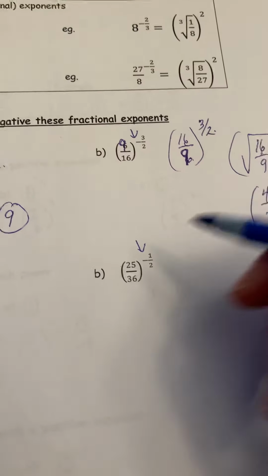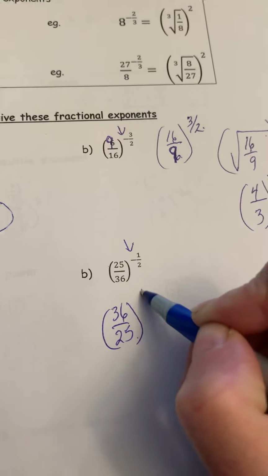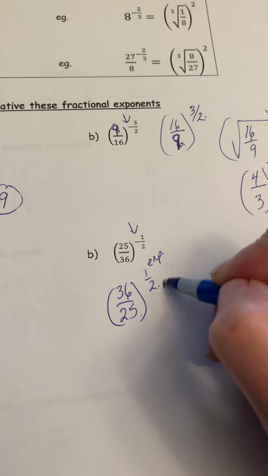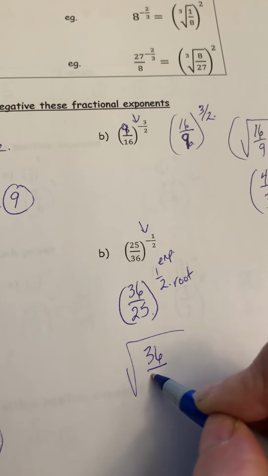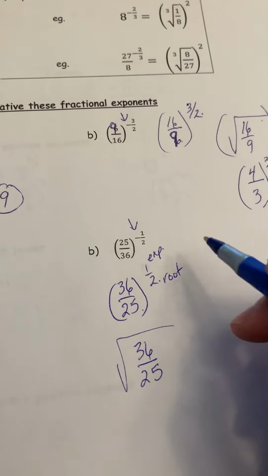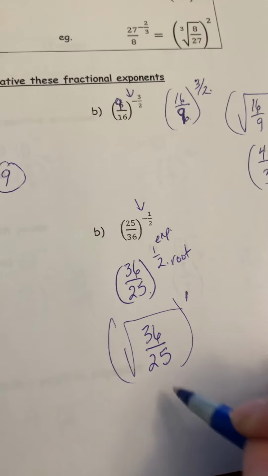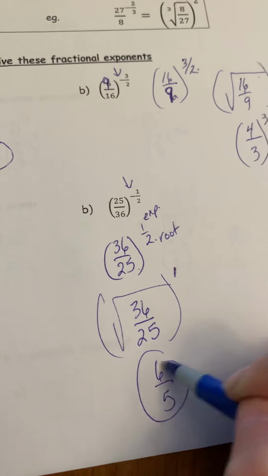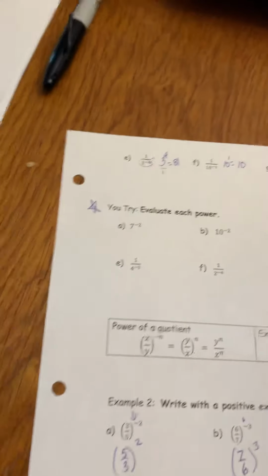Okay, now we still have a negative exponent. We're going to take care of that first by writing the reciprocal of the base. This becomes positive. Oh, lucky us, an exponent of 1. Those are always nice. And the root is 2. So we're going to find the square root of 36, 25ths. And then we don't have to write the exponent 1. If you wanted to follow through, you could do like that. Okay, so the square root of 36 is 6, and the square root of 25 is simply 5. Okay, they look scary, but they're not so bad.